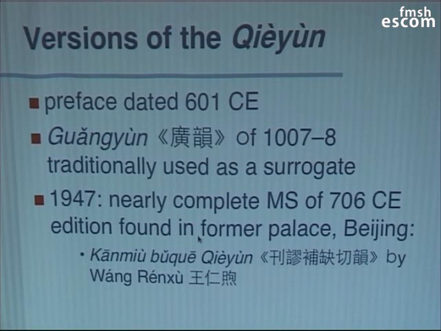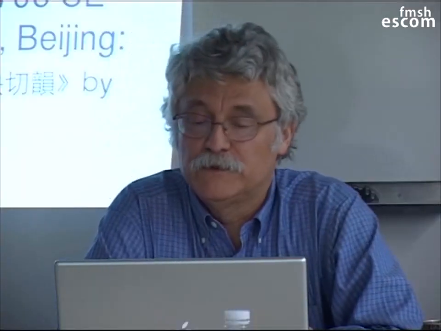Now, the image that I just showed you of Dung is actually taken from a manuscript that was discovered in 1947, a nearly complete manuscript of an edition of 706 was found in the former palace in Beijing, in the Forbidden City. I guess somebody opened a door that they hadn't opened for several hundred years or something, and there it was. Kind of thing that happens at the Vatican too, I guess. And it's called the Kang Myobu Chue Che Yun by a guy named Wang Renxu. Means Che Yun with errors corrected and missing things inserted.